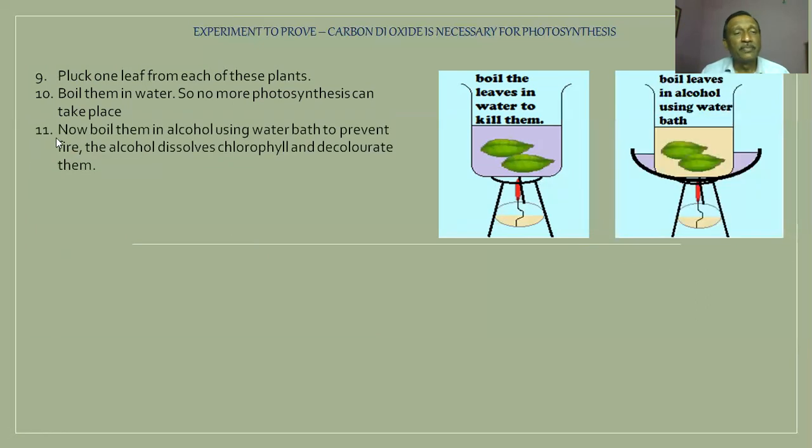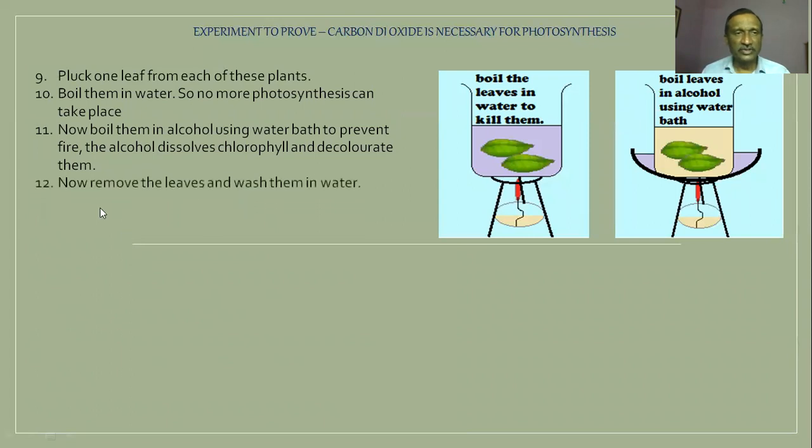Now, what is step 11? Now boil them in alcohol using a water bath to prevent fire. This step is very well explained in the previous experiment. Why we have to use a water bath, and why we have to boil the leaf in alcohol. So we have boiled the leaf in alcohol.